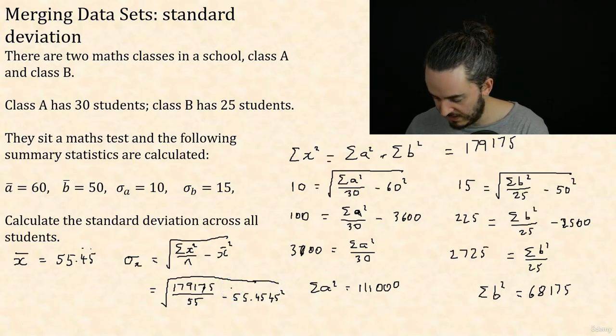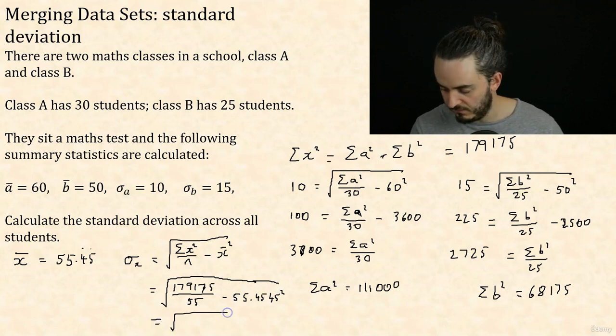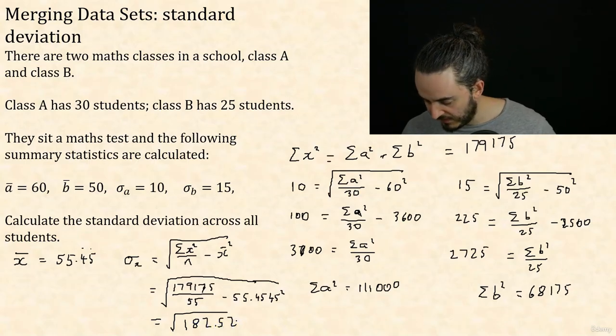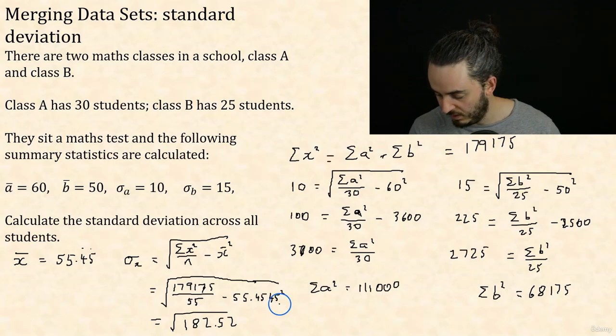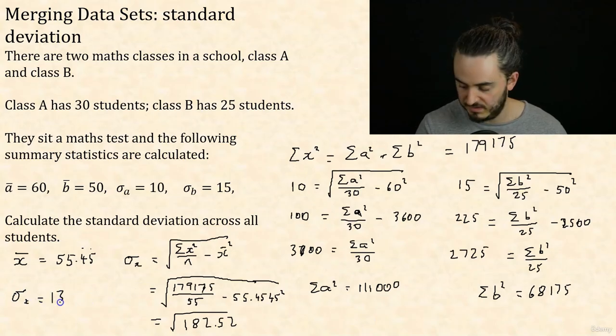All right, so just key that straight into the calculator, and we get the standard deviation to be the square root of 182.52. So square rooting that, and I get a standard deviation of 13.5. All right, is there room to write it? Let's write it here. So the standard deviation of X of the entire cohort is 13.5.